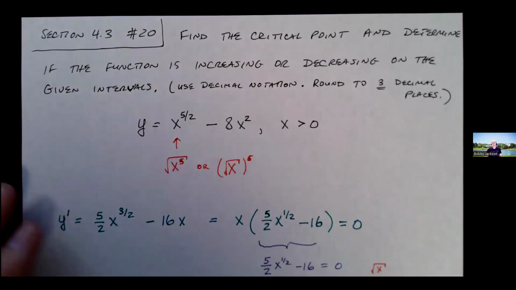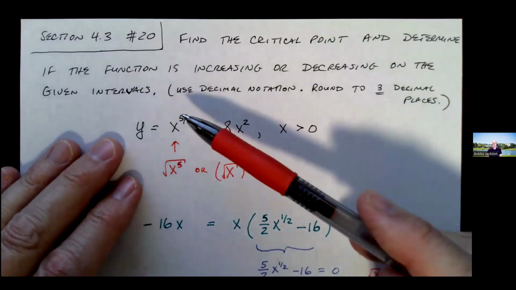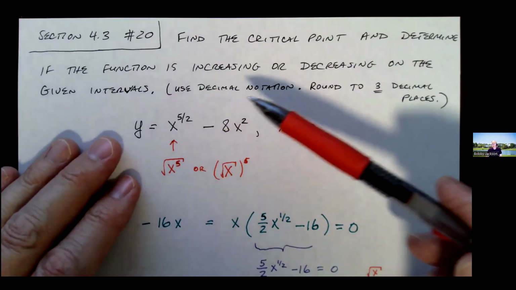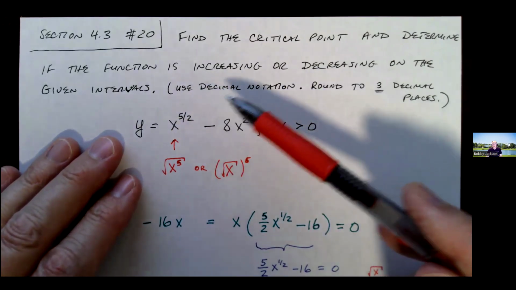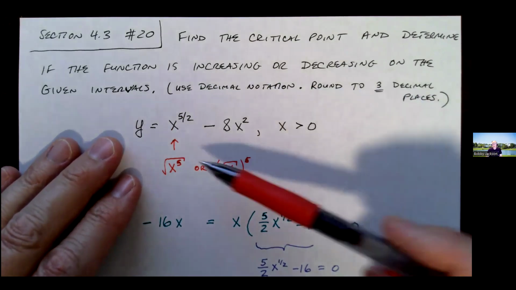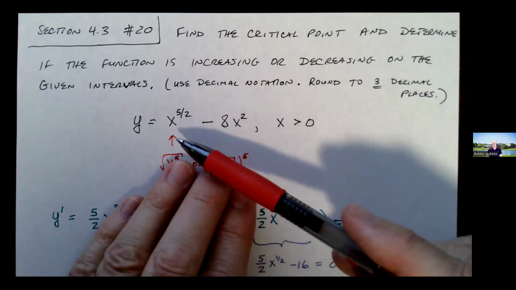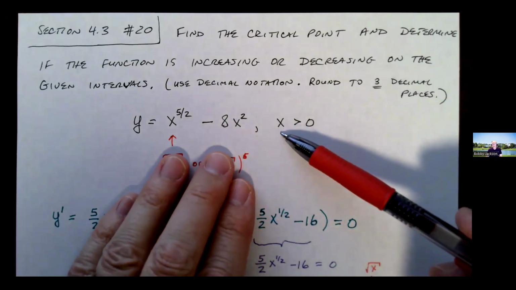Hey everyone, let's look at number 20 in section 4.3. We want to find the critical point and determine if the function is increasing or decreasing on the given intervals. I want you to use decimal notation in giving your critical point, rounding to 3 decimal places. So here's our function, and notice that they have a restriction for all values only greater than 0.